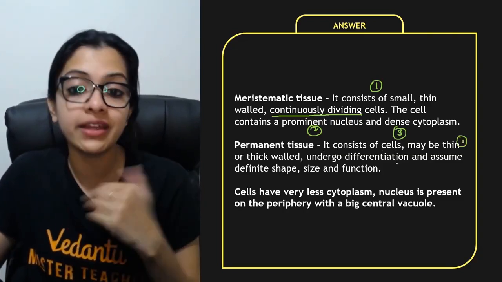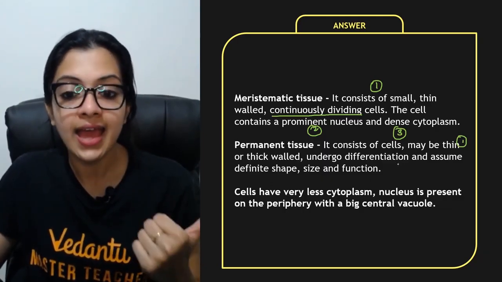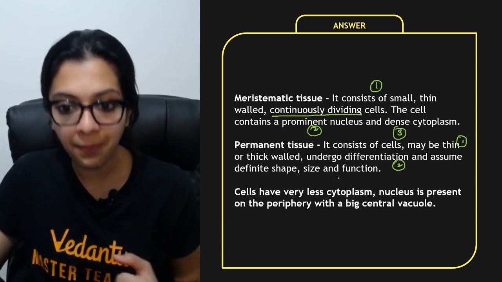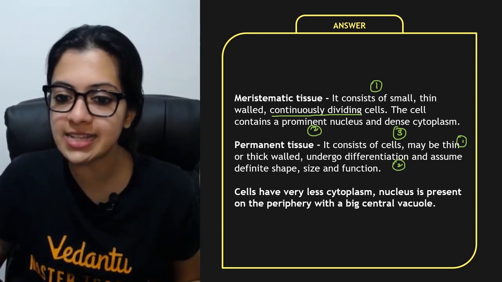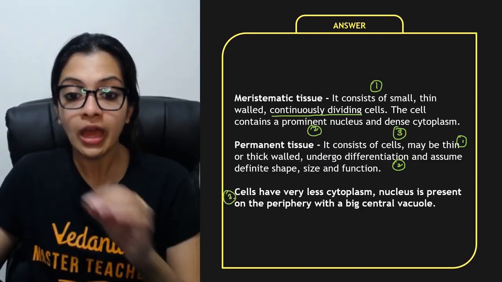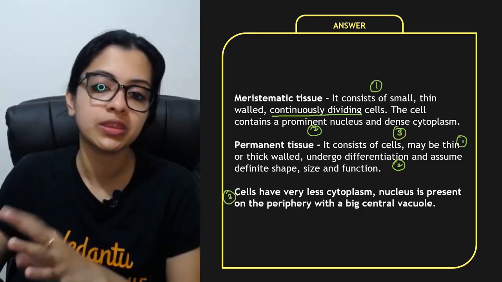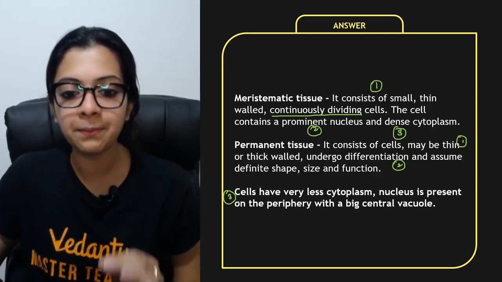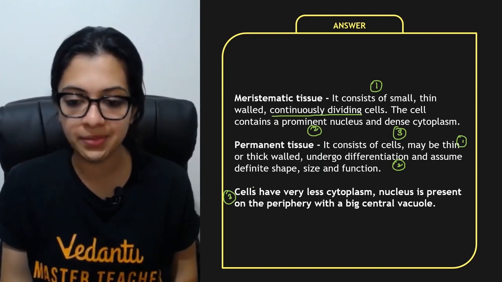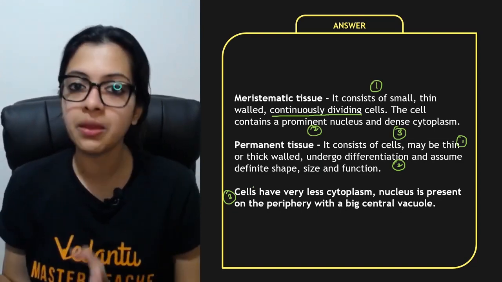They undergo differentiation and assume a definite shape and function. Okay, so this is about it. And the cells would have, this is point number 3. Cells would have very less cytoplasm. Nucleus is present on the periphery with a big central vacuole. So point number 3 has got further sub-points describing what the cells of permanent tissue would look like. But this is the major difference.